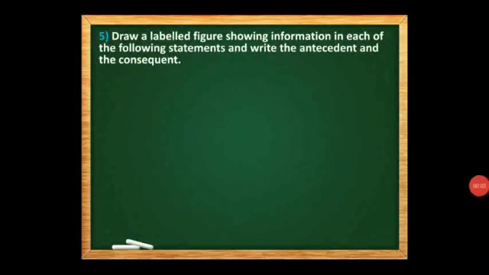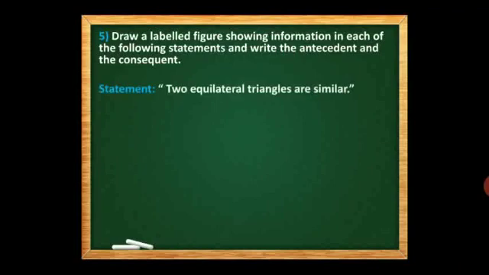The next question is, draw a labeled figure showing information in each of the following statements and write the antecedent and the consequent. The statement is, two equilateral triangles are similar. First we have to draw the labeled figures. Here is a triangle ABC and the second triangle is triangle PQR. Both are equilateral triangles, but the measurements are different. As they are equilateral triangles, all the angles of each triangle is equal to 60 degrees. So they are similar but not congruent as their sides are not equal.